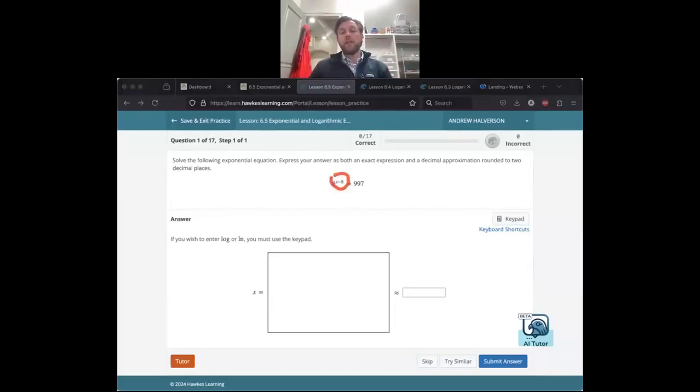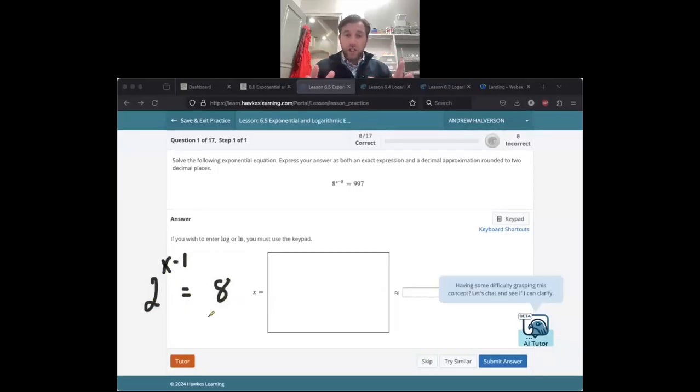When you had the variable in the exponent position, the only way we knew how to solve that was to get the bases to be the same. As a refresher, if I had 2 to the x minus 1 is equal to 8, remember, the whole strategy was to get the bases to be the same, okay?